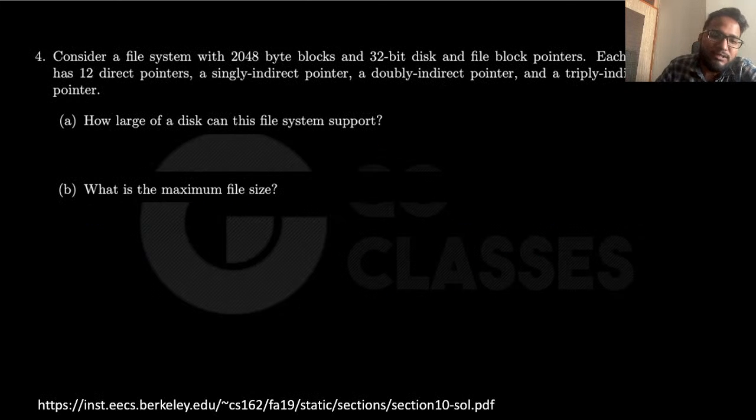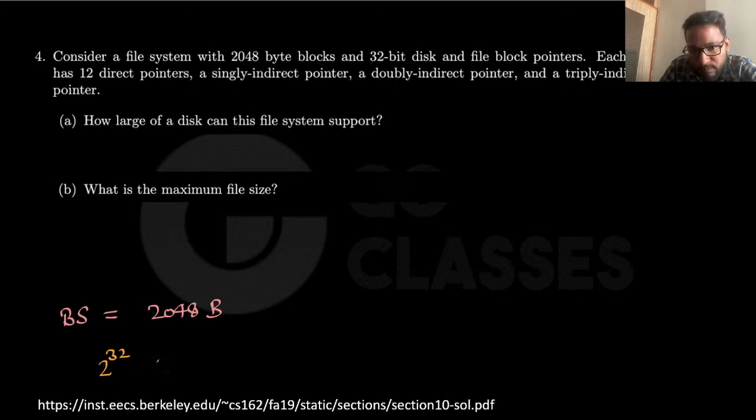What they are saying: consider a file system with 2048 byte blocks, so the block size is given to us, which is 2048. Let me write BS, block size 2048 bytes. Okay, and a 32-bit disk. 32-bit disk means there are 2^32 blocks. Basically there are 2^32 addresses that are possible in this disk. It means 2^32, not bytes, it is blocks basically. Okay, this is the disk size.